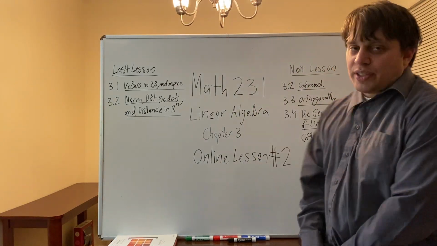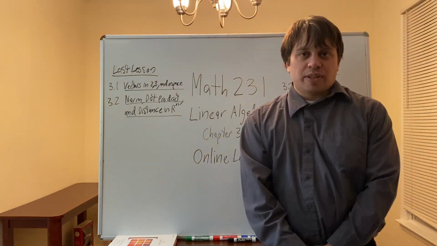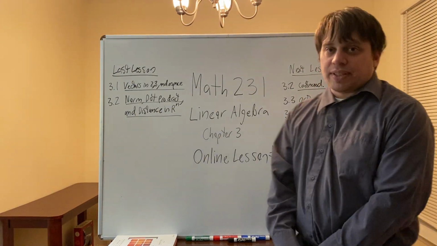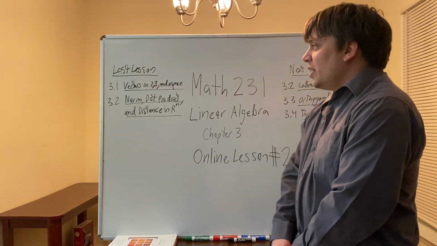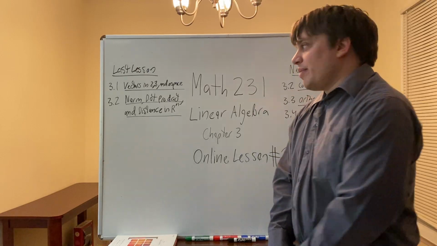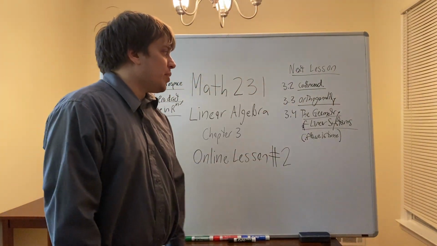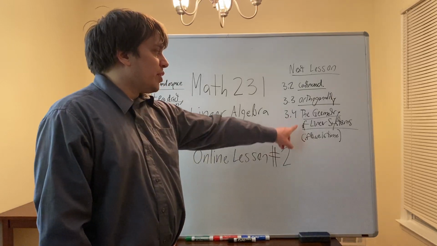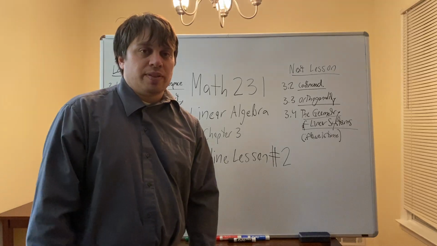We are currently on Chapter 3 of the textbook for the course, Elementary Linear Algebra by Howard Anton, 11th edition. Last lesson, we went over 3.1 and 3.2. So in this lesson, we still have to finish 3.2, cover 3.3 on orthogonality, and if there's time, we can talk about 3.4, the geometry of linear systems.